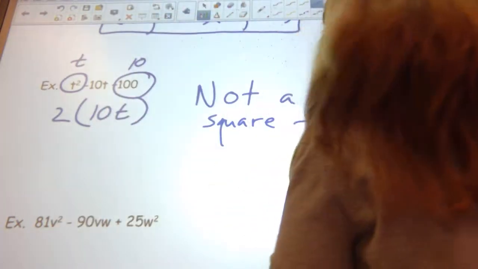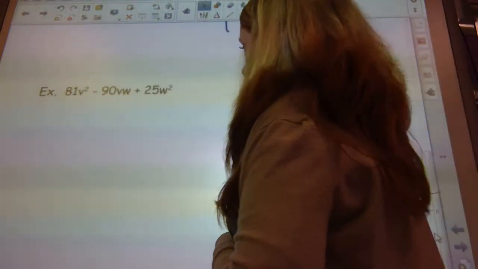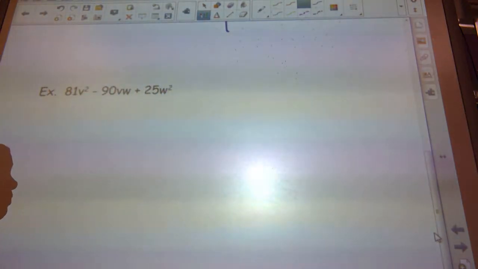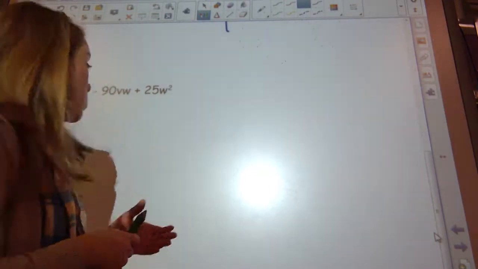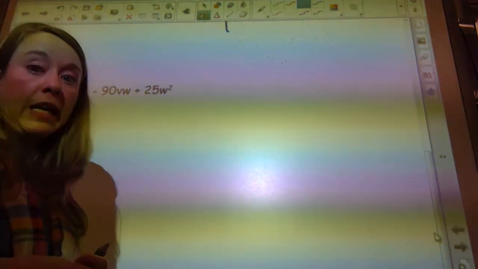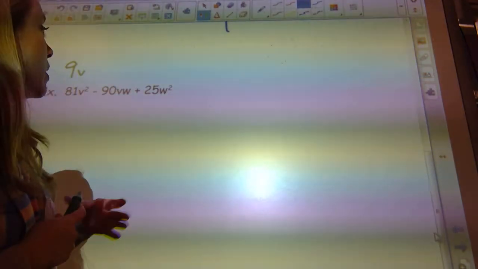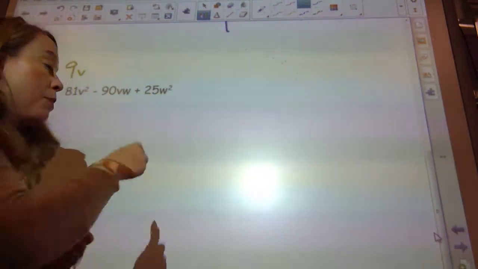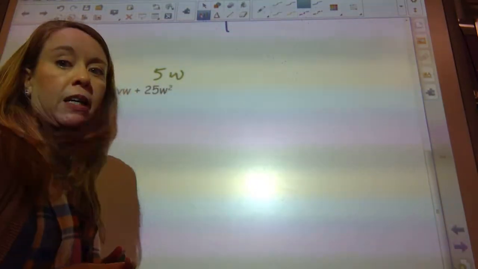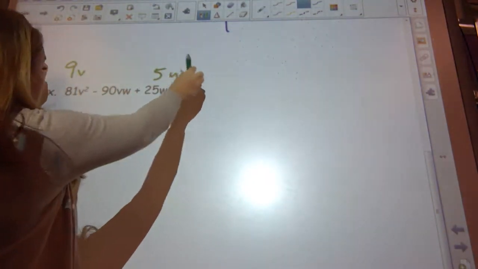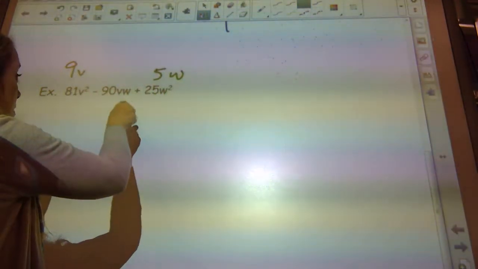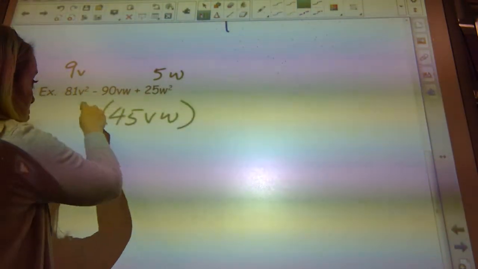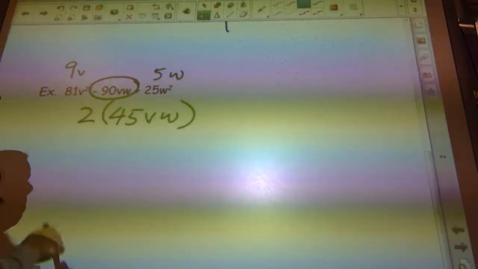All right, let's look at this one. 81b squared minus 90bw plus 25w squared. I'm going to look at my first and last terms and see if they are perfect squares. So 81b squared, yep, that's a perfect square. 9b times 9b is 81b squared. Is this one a perfect square? Yep, if I do 5w times 5w, I get 25w squared. Now I've got to multiply these together. So 9b times 5w would be 45bw. And then I've got to multiply that times 2. And that should equal this term, and it does, okay?